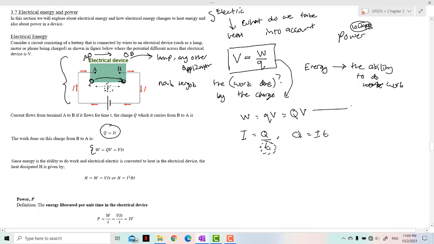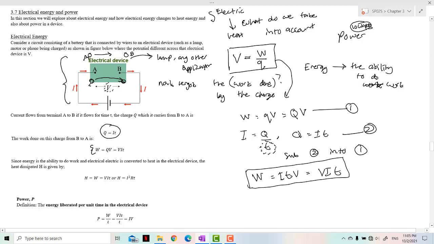Okay, so this is tadi equation 1, so this is equation 2. So I can sub 2 into 1 so that I can have my quantity of time dalam my work equation. So I can get work equal to VIt, or I can rearrange back into VIT. So what is this equation? W sama dengan VIT. Okay, so this is actually the work.